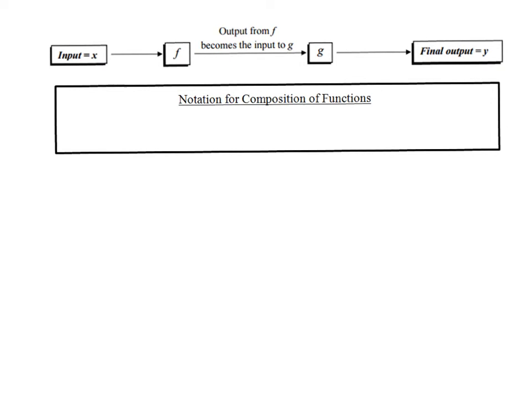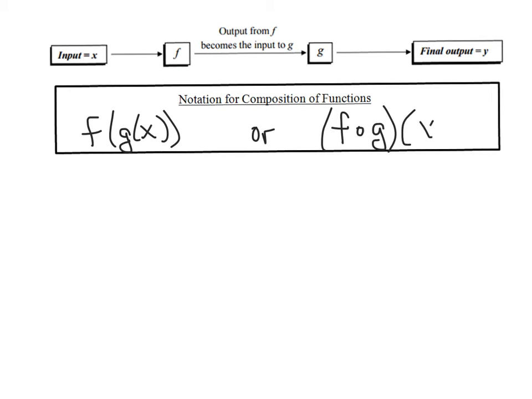Composition actually has two different notations that we can use. One notation for composition is the parentheses notation. So f parentheses g of x. We would say that as f of g of x. Now we can also write composition using what we call circle notation. So this is when we write f with a little circle, it almost looks like a degree symbol, g of x.